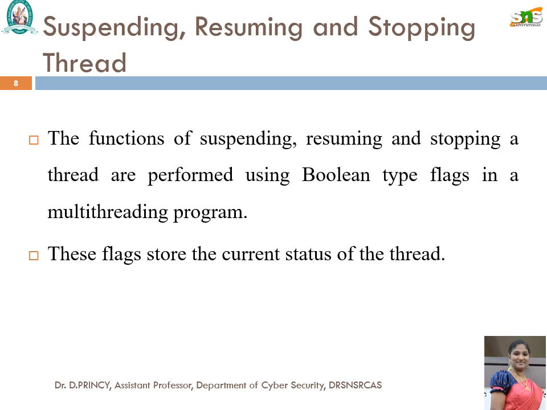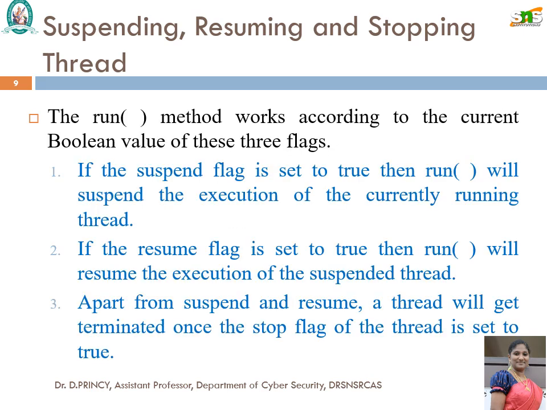Suspending, resuming, and stopping methods. The functions of suspending, resuming, and stopping a thread are performed using Boolean type flags, that means either true or false. In multi-threaded programming, these flags store the current status of the thread. For example, the run method works according to the current Boolean value of three flags. If the suspend flag is set to true, then run will suspend the execution of the currently running thread. If the resume flag is set to true, then run will resume the execution of the suspended thread.